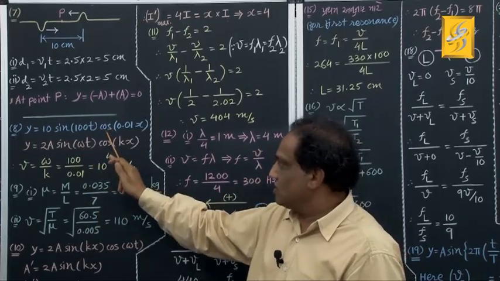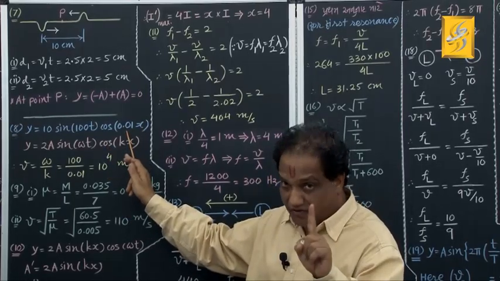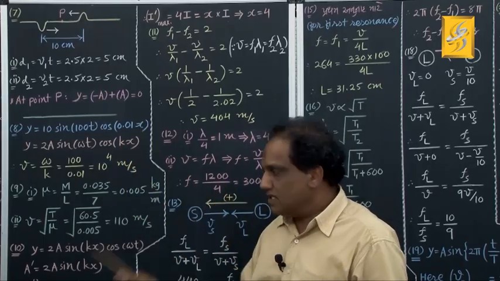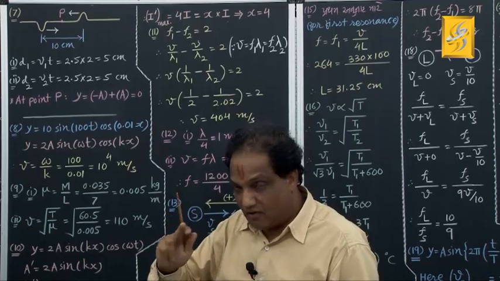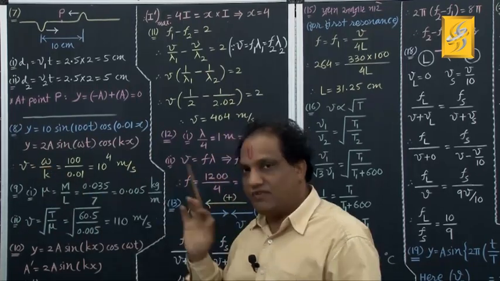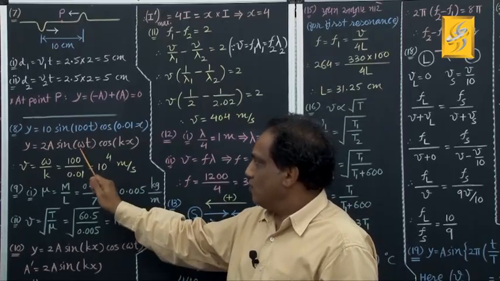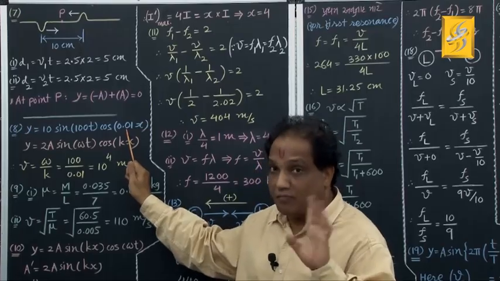Then if they are giving cos, then you should write cos. Coefficient of x should be matched with k, wave vector. Instead of this I am writing kx as it is, correct? So this is the given equation representing particular stationary wave, and this is the standard format which we know, correct? Now just compare. If you compare, then omega is 100 radian per second and k is 0.01 radian per meter.